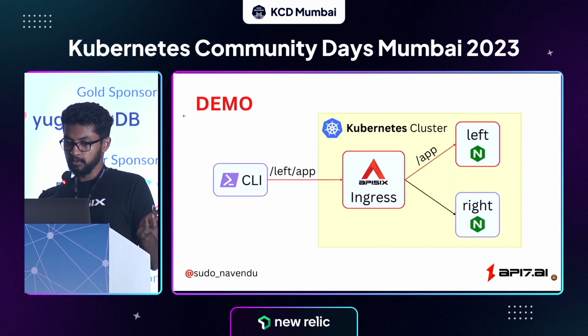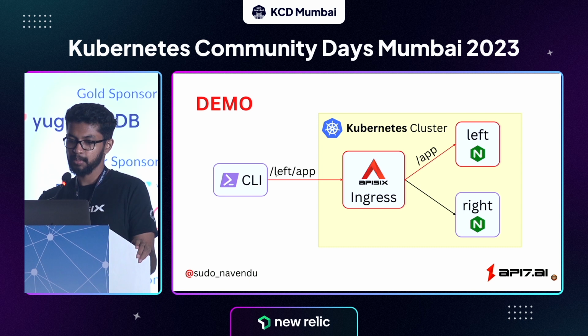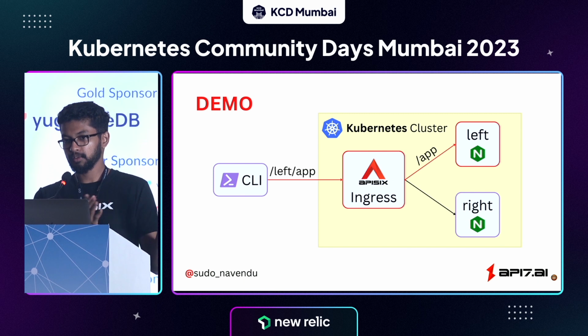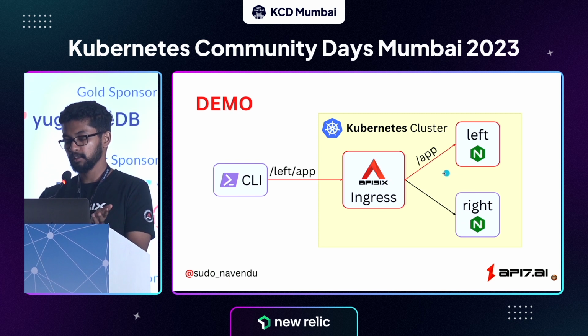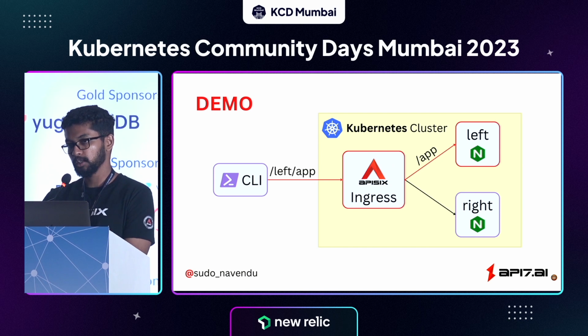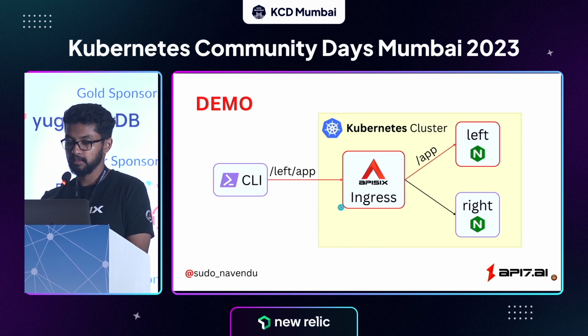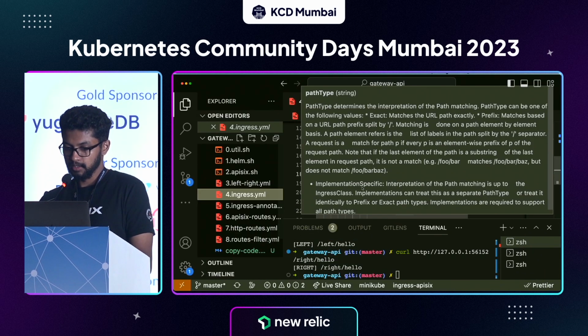Now let's try doing something a little bit more complicated. So we have a request to left /app, and we want our ingress controller to cut down the left part from the request and only forward the suffix of the request to the backend services. So basically, the ingress controller chops down this left part and sends it. It basically modifies the request, right? Let's see how we can do that with ingress.